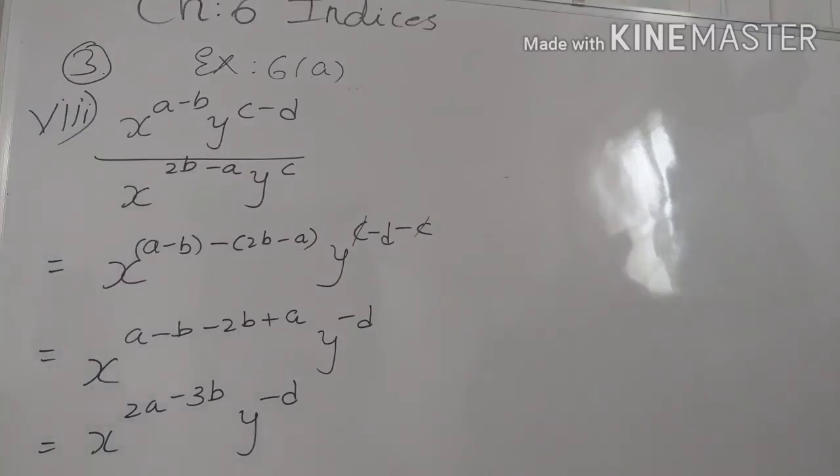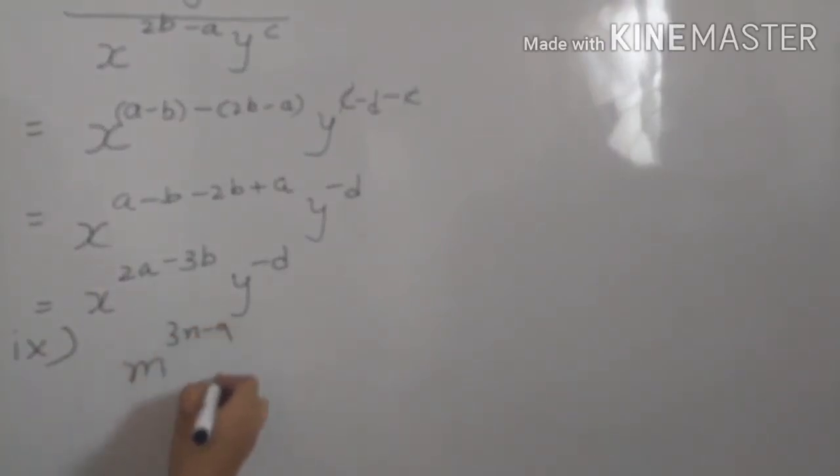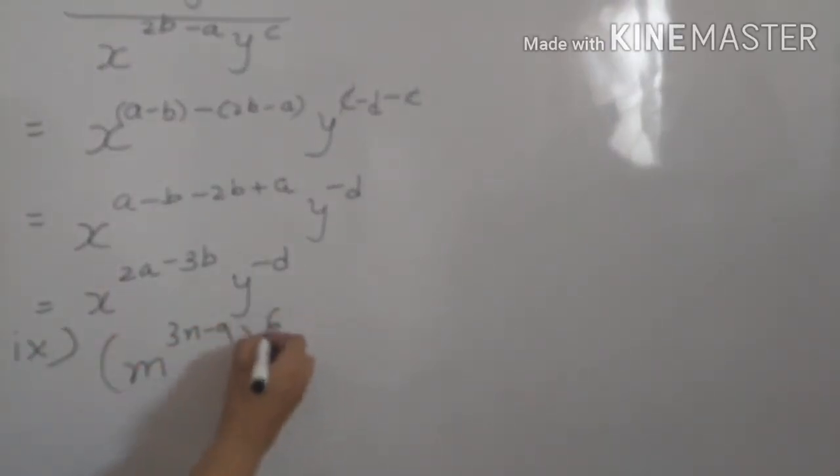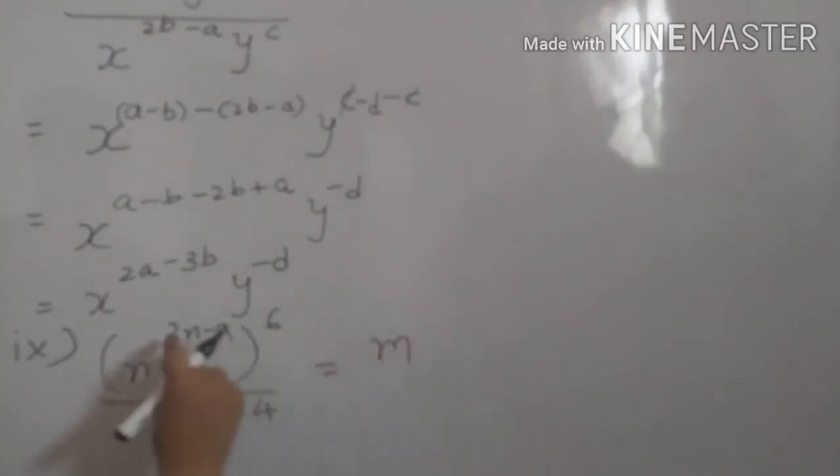Now I am taking question number 9. So question number 9 here. The question is m power 3n minus 9 whole power 6 divided by m raised to 2n minus 4. So here first of all we will use power of power. So here m is the base, and this 3n minus 9 we multiply by 6.